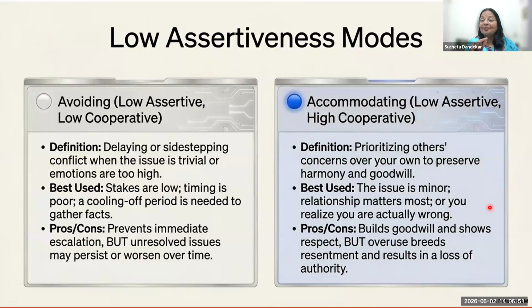But that is when you have to give up or give in, have that low assertive kind of situation and use that accommodating process. What will it do? It will build goodwill, and it will also show respect to the other people who are involved. But remember that overuse will breed resentment and result in a loss of authority, where people will say, cry over her shoulder and she's going to give in. And that is what you need to avoid. That is why I asked you to find out what is your default mechanism of managing conflict.